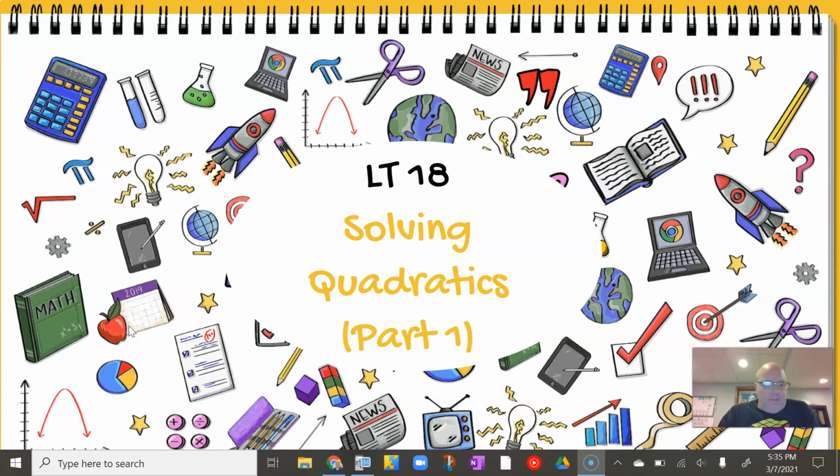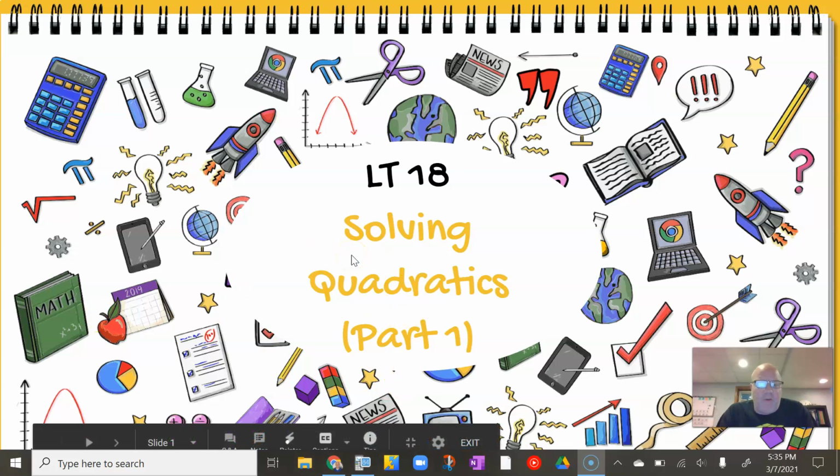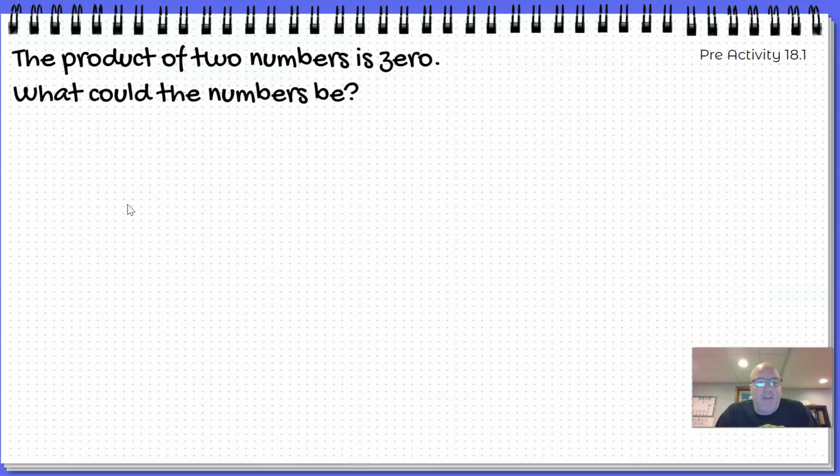All right, so let's talk about where we've been, and then let's talk about where we're going. What we've done so far with quadratics is we've graphed quadratics, we've looked at vertex form, we've looked at factoring form of graphing. We have looked at patterns to determine whether a pattern is linear, quadratic, or exponential. So now we're going to take a quadratic equation and solve it for x.